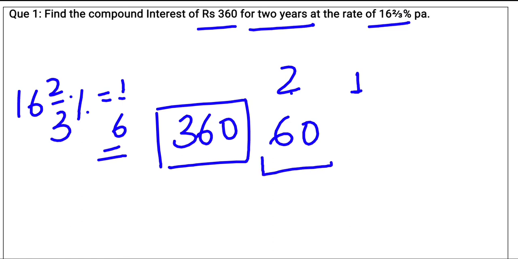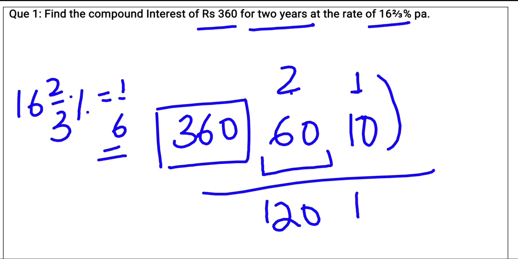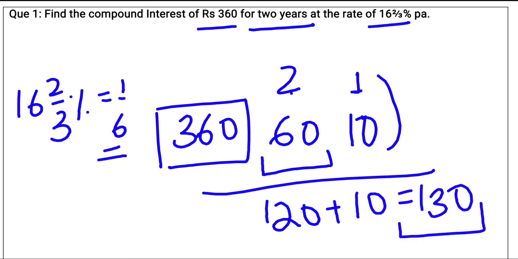Now again divide this 60 by 6. So you get 10. Now multiply these two. So it's 120. Multiply these two. It's 10, and the total is 130. And this is the compound interest. This is our final answer.